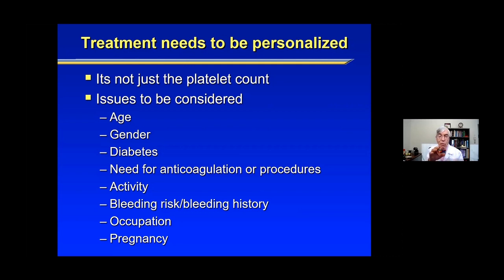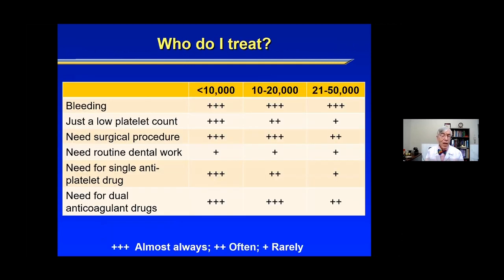So if I can take you through a brief list of things I think about, if you're bleeding and your platelet count's below 30,000, most patients get treated. If all you got is a low platelet count, below 10,000 I usually treat, between 10 and 20,000 I often treat, but if you're over 20,000, I rarely treat patients with ITP. If you need a surgical procedure, a major procedure, obviously once your count's over 30 to 50,000, so many patients in this category require some therapy.